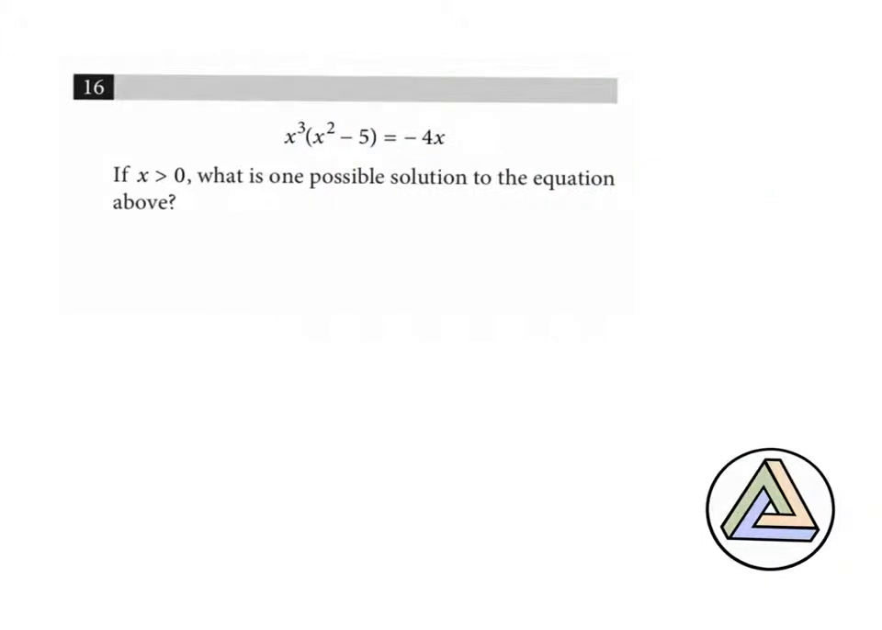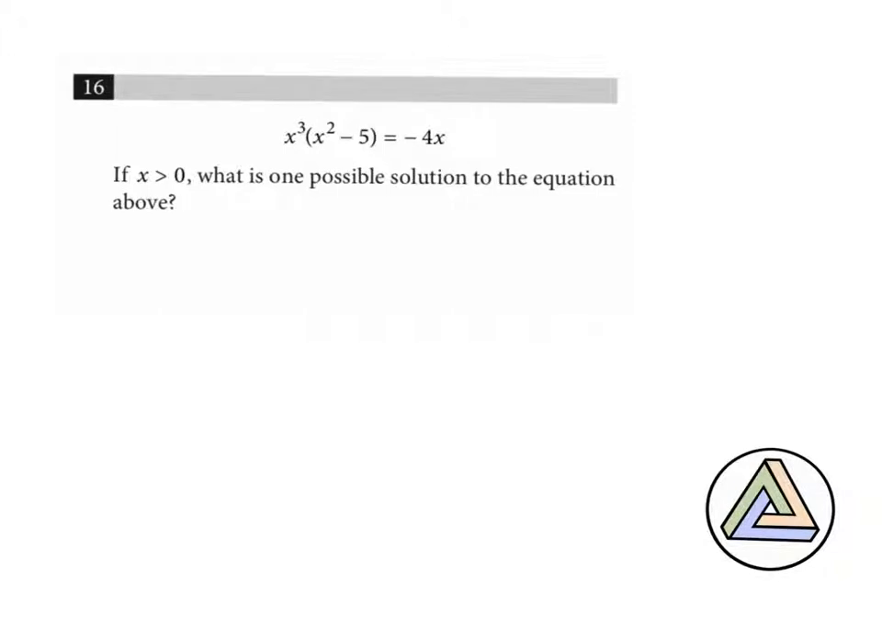Okay, so x is greater than 0. What is one possible solution to the equation above? All right, so first of all, it might be obvious to some that if x was 0, well, that would be true because this would be 0 times whatever, which is just 0, and that would be negative 4 times 0, which is just 0, and 0 equals 0. But according to them, we're not allowed to have x be 0. x is actually greater than 0. So you have to kind of go through a separate methodology to figure out what x is.